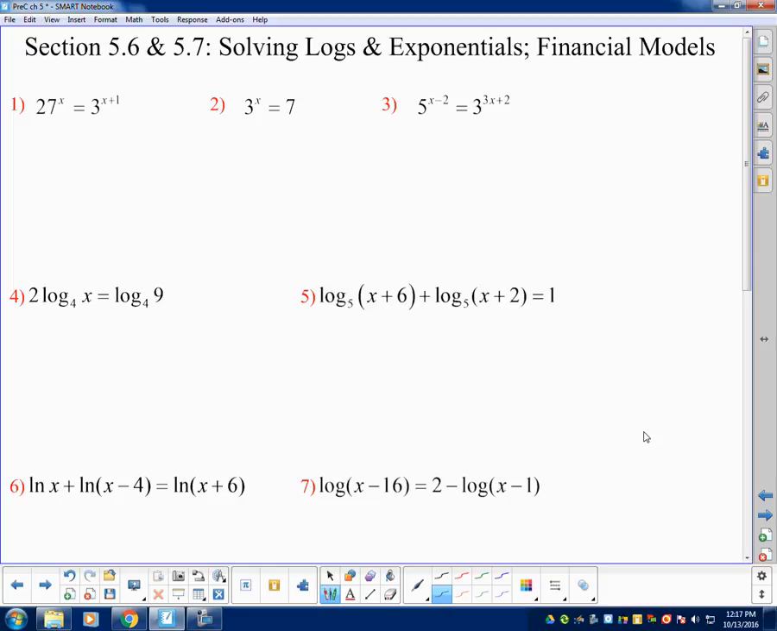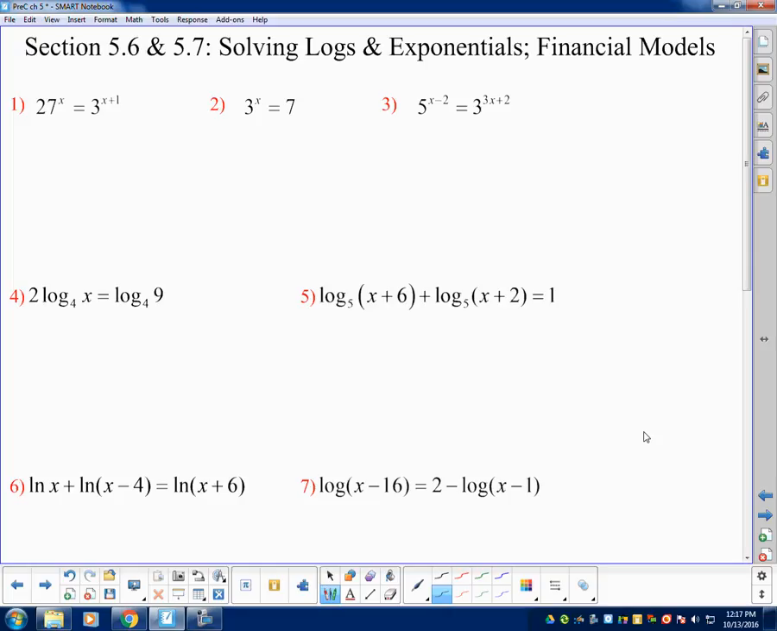Then we're also going to do these logarithmic equations, which require us to use the properties of logarithms to join them together as a single logarithm and then solve. All right, 1 and 4 are parallel problems, so I think I'm going to do 1 and 4 together.